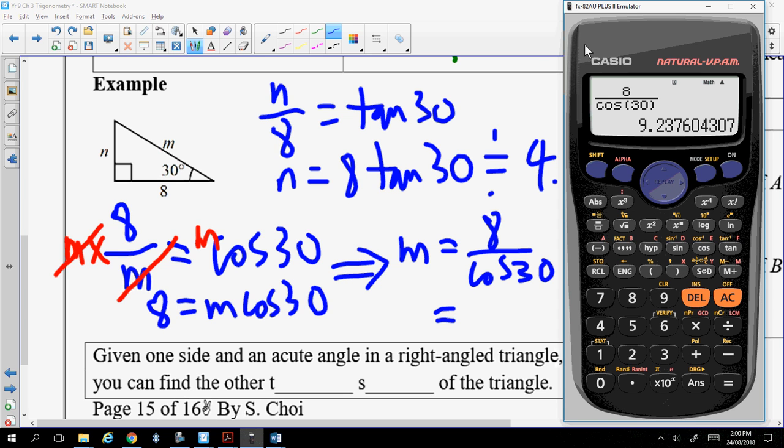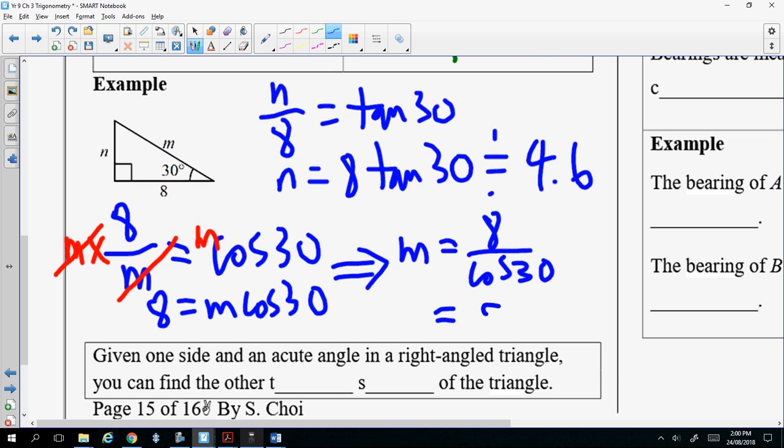All right. Get the idea? So know how I do things when n is in the numerator. Know how I do things when m is in the denominator. Given one side and an acute angle, which is given here, you can find the other two sides of this triangle, right? We found n and m, right? The other two sides. Very good.